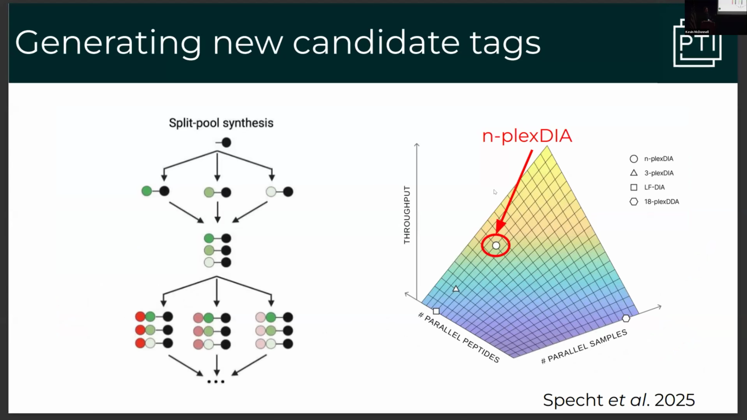So to talk a bit about the story of developing new tags, there are a couple of criteria we're looking for. We set up the split pool synthesis approach where we can screen lots of different molecules, with the goal of maintaining the number of parallel peptides. So we don't want to attach a molecule to our peptide and make it harder to identify. We want to maintain the quality of the spectra we produce, make it still easy to identify, or perhaps improve that. And we also want to allow the molecule to parallelize the number of samples, like I said.